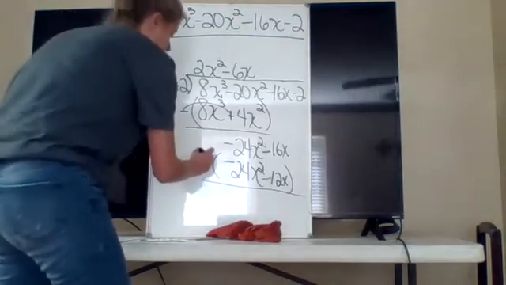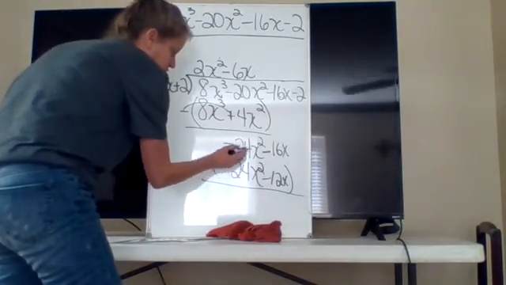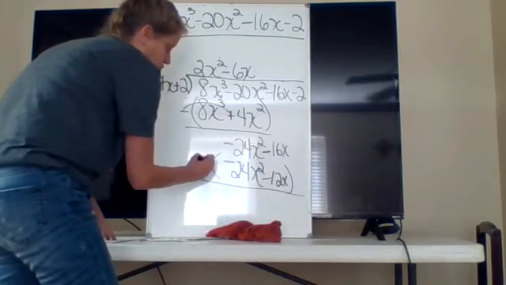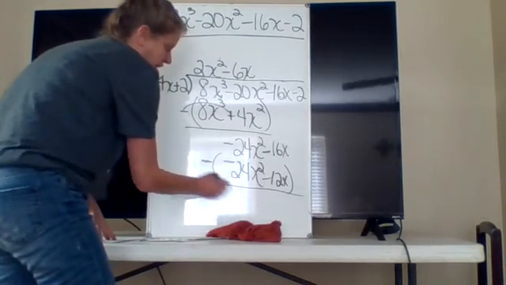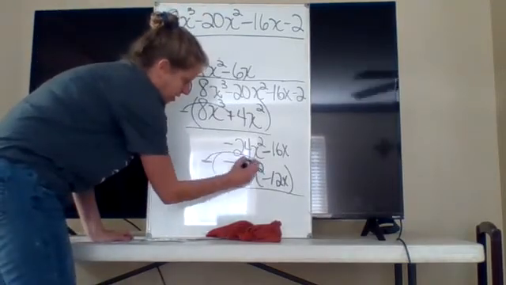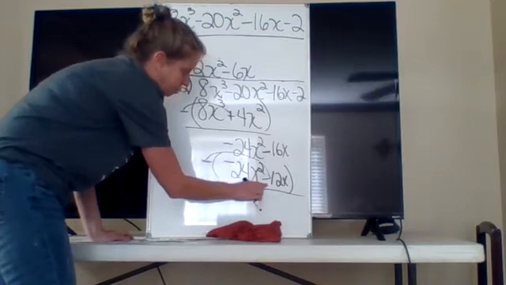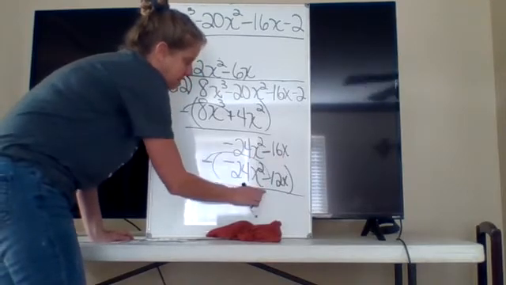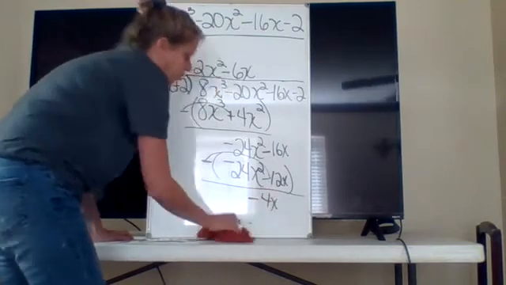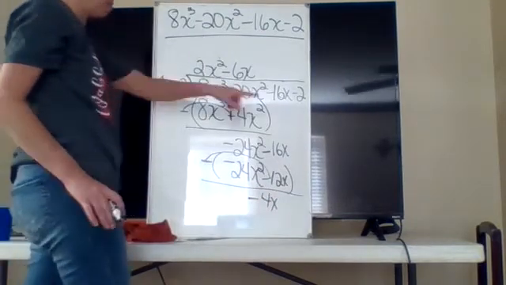So let's see. That turns this into a plus. That's why the 24x squareds cancel each other out, right? Because you have negative 24x squared plus 24x squared. It also turns this into a plus, right? If I make this come here, it turns that into a plus. So I've got negative 16x plus 12x, which is negative 4x.